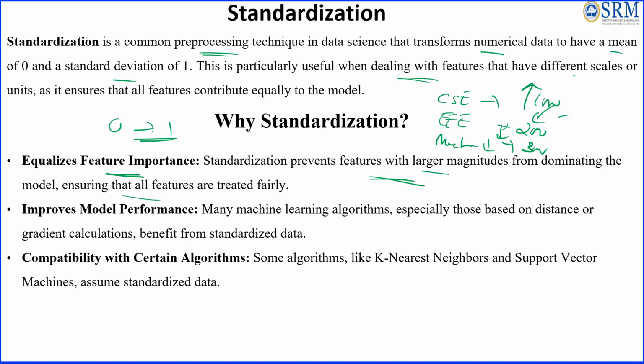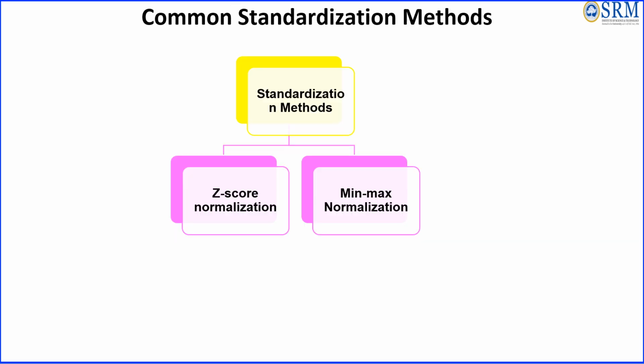And for machine learning, so many machine learning algorithms rely on standardized data only, to be compatible with certain algorithms. If it is standardized, then it can be compatible with all algorithms. So for this purpose, we have to do standardization. So let's see. There are two types of standardization. One is z-score standardization, another one is min-max.